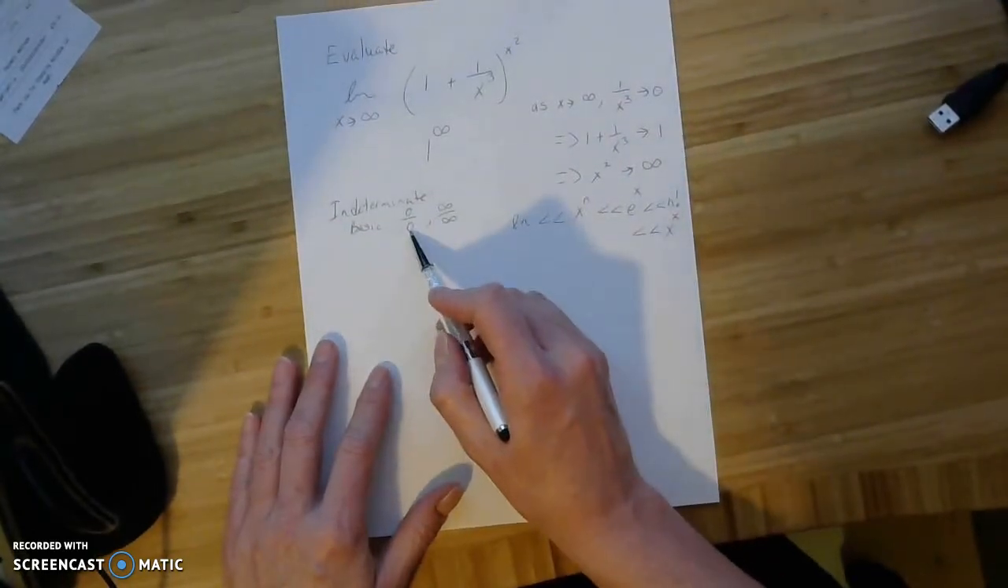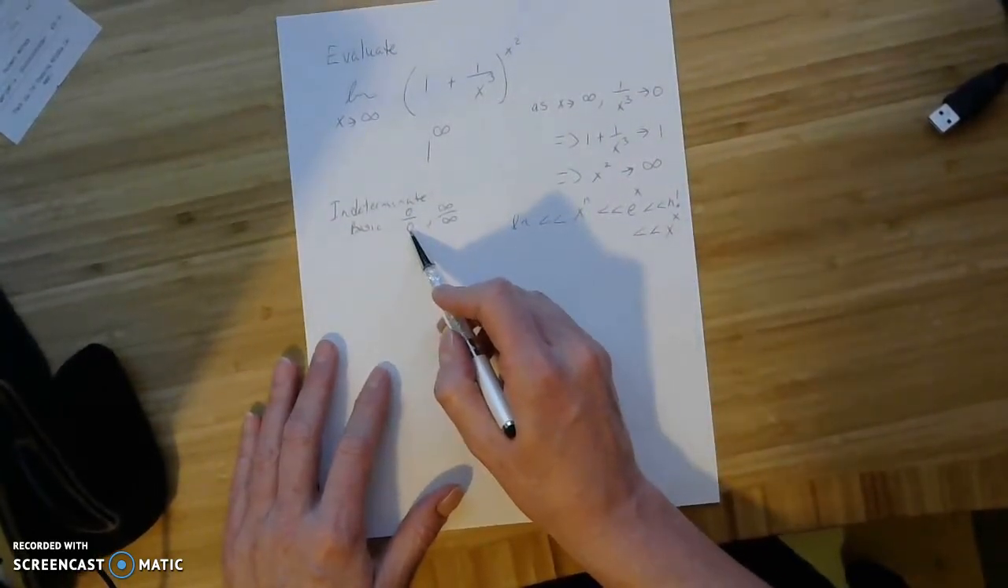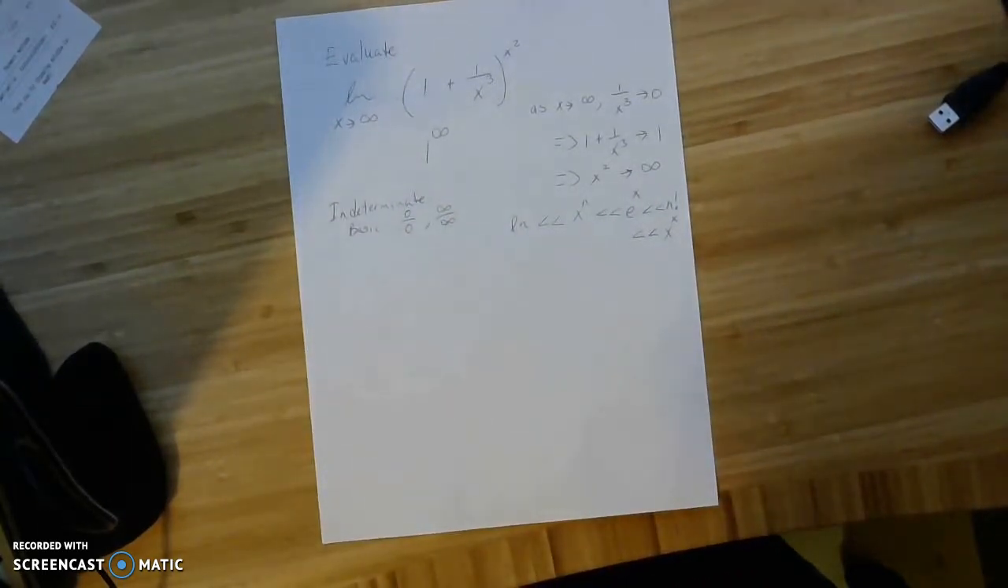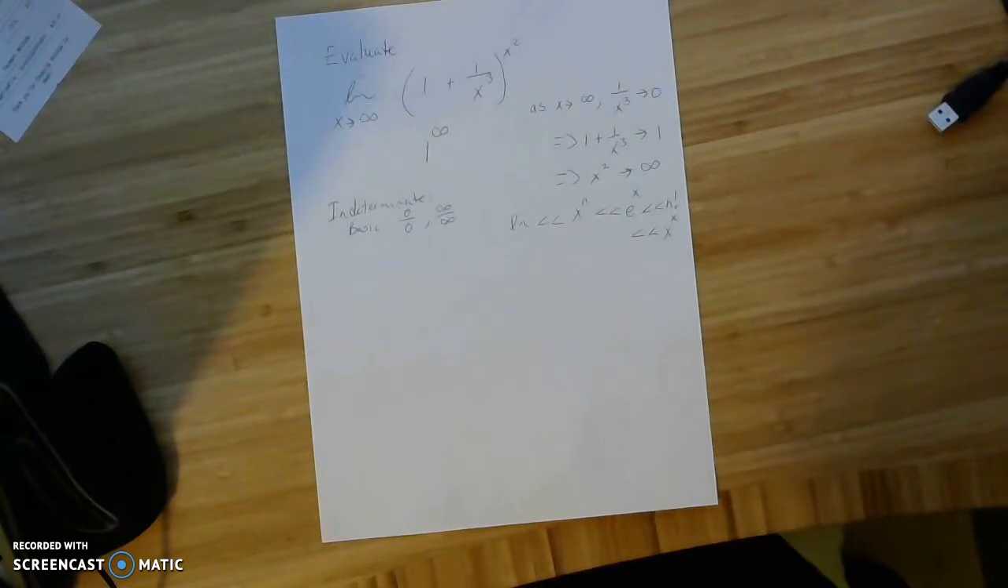Why is zero over zero a problem? Well, thou shalt not divide by zero. Yet, any other number divided by itself is one. So that makes this indeterminate. So sometimes it approaches a number, sometimes it goes to infinity, sometimes it goes to negative infinity, and sometimes it doesn't exist.